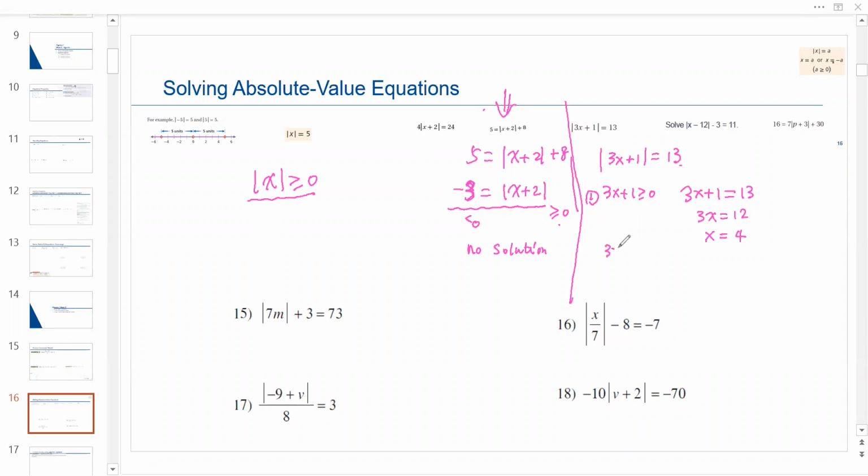But we only got one of them. We need to consider if the inside is less than 0, a negative number. Then when we get rid of the absolute value, it becomes the opposite. So it became negative 3x minus 1 equals 13, so negative 3x equals 14, and x equals negative 14 over 3. So there are two solutions. You can put this one back to check it.